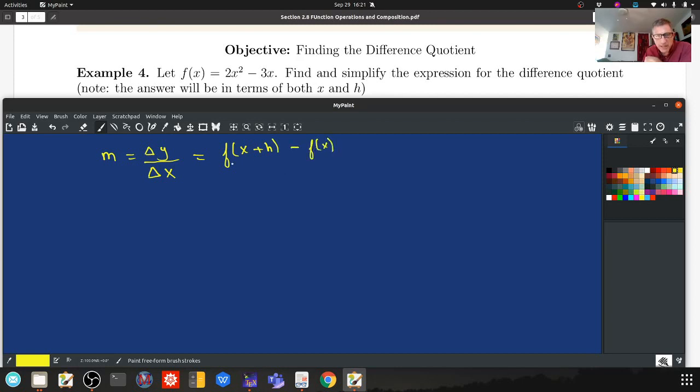So delta x is actually going to be the same as h. Delta x is our change in x values. So now it's a matter of computing f of x. We have to have our function f of x.